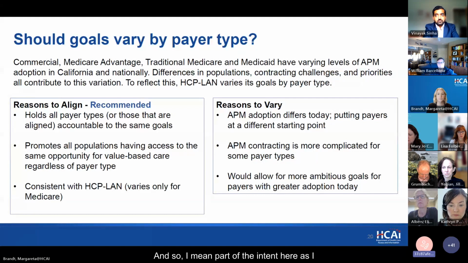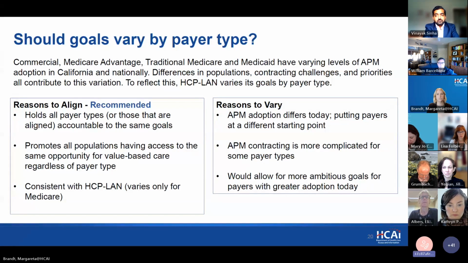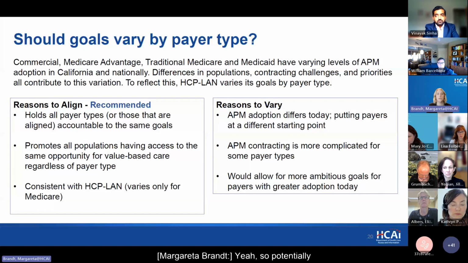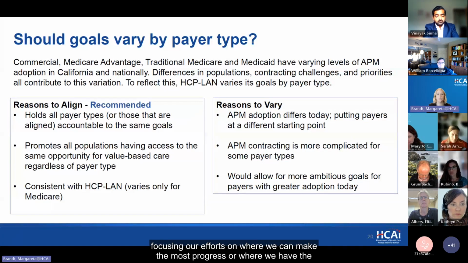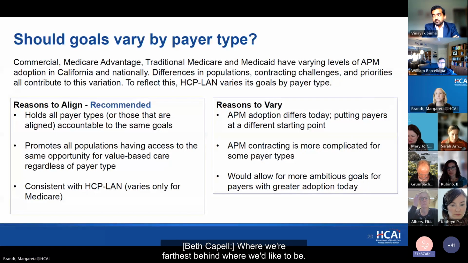And so, part of the intent here, as I understand it, is to help think through how the organizations that are farther away from what I think we all agree is a shared goal can make progress towards it, if that makes sense to others. Yeah, so potentially focusing our efforts on where we can make the most progress or where we have the most to grow, to move towards any goal we set. Yes. Where we're farthest behind where we'd like to be.